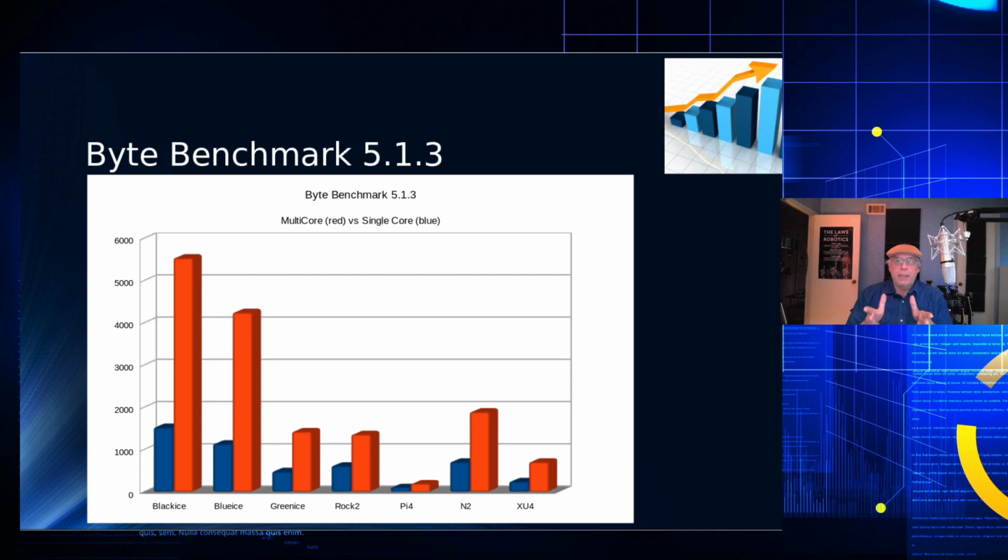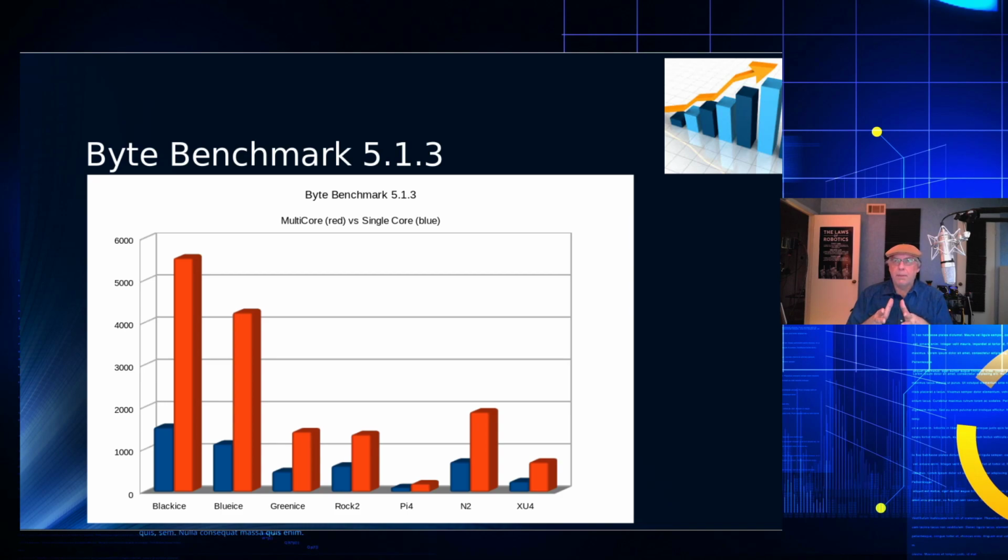And then Green Ice, which is the Odroid H2, which I just got, followed by the Rock 2, which is a Pine 64 Rock 64 Pro, and that, of course, is based on the Rockchip RK3399. Then the Pi 4, and the Pi 4 was dismally disappointing. I think there is an issue, not with the Pi, but with the benchmark. So I want to go investigate that a bit further.